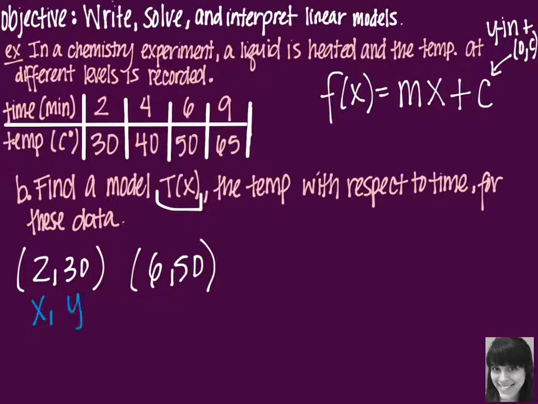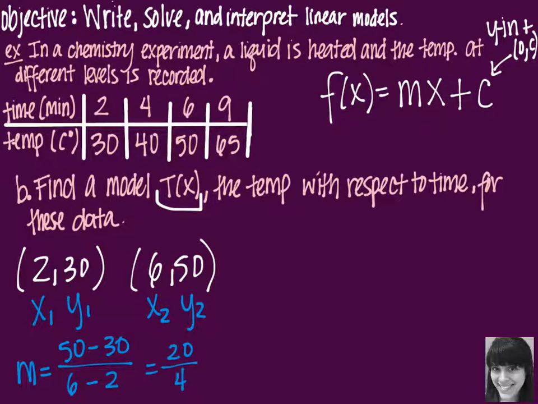So I'm going to do x1, y1, x2, y2. Okay? And then I know that my formula is y2, which is 50, minus y1, which is 30, divided by x2, which is 6, minus x1, which is 2. So 50 minus 30 is 20. 6 minus 2 is 4. This gives us a gradient of 5. So far, I know that this m value is going to be 5.